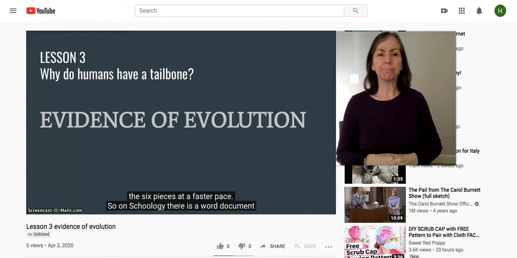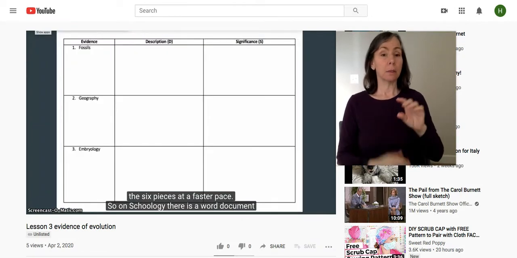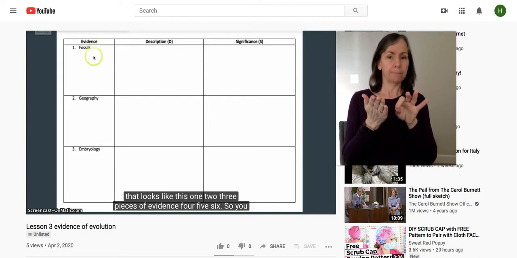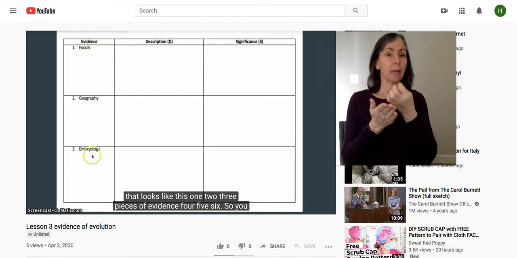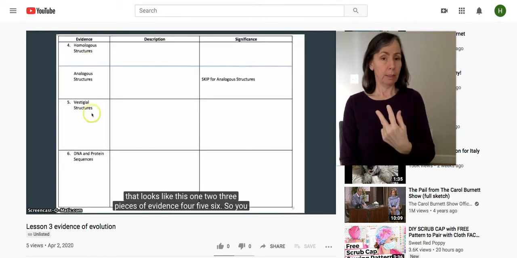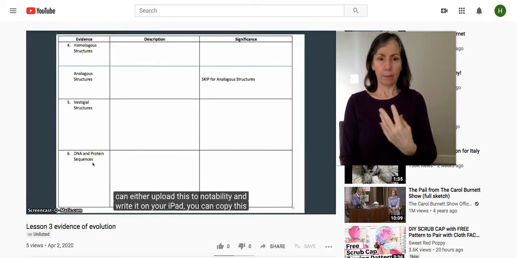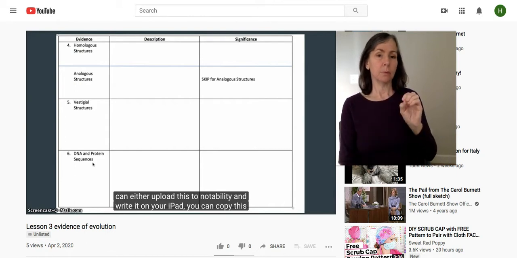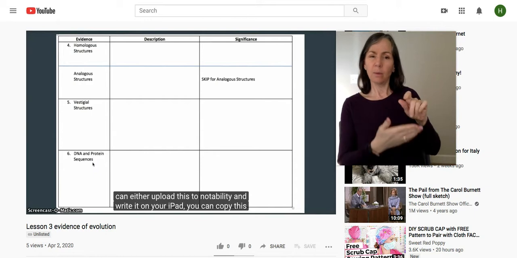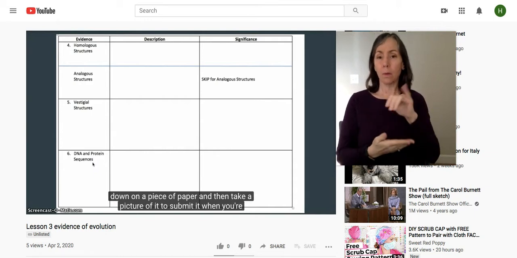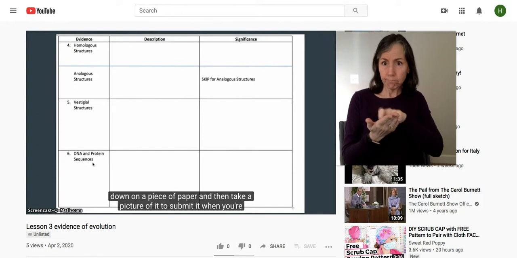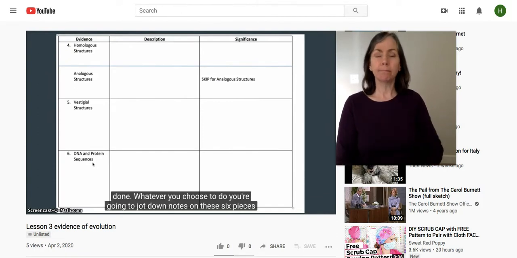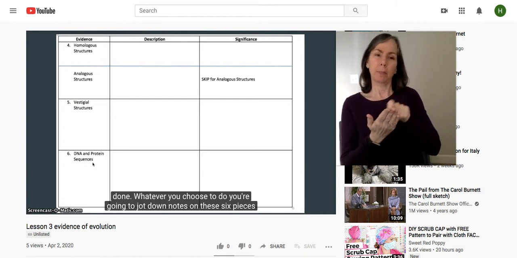at a faster pace. So on Schoology, there is a Word document that looks like this. 1, 2, 3 pieces of evidence, 4, 5, 6. So you can either upload this to Notability and write it on your iPad, or you can copy this down on a piece of paper and then take a picture of it to submit when you're done. Whatever you choose to do, you're going to jot down notes on these 6 pieces of evidence.